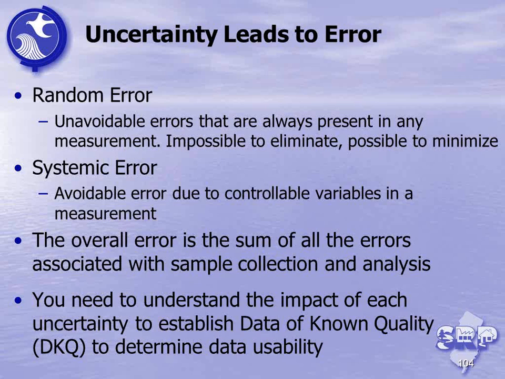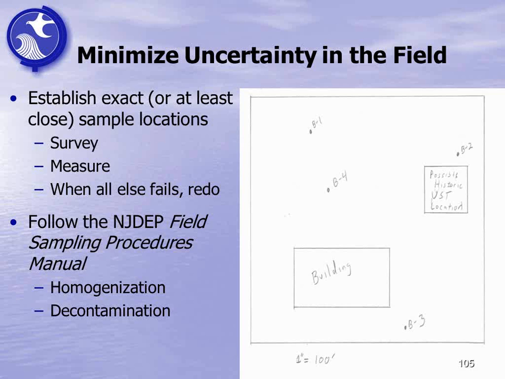errors. And the more error you have, the more of your quality control is going to be out, the less chance that you're going to have data of known quality for its intended use. So you need to understand that impact to establish your data of known quality. We've all seen this, and how do you minimize uncertainty in the field?